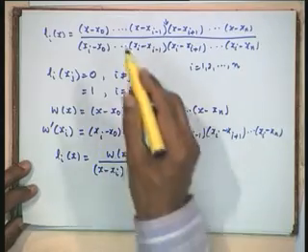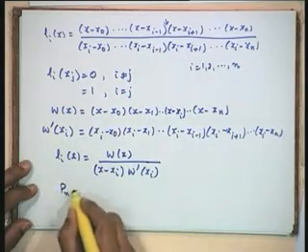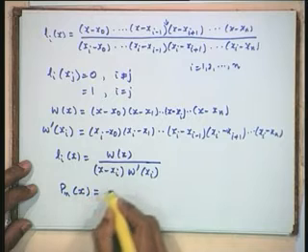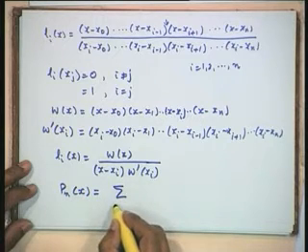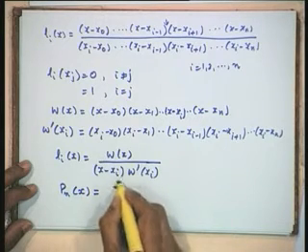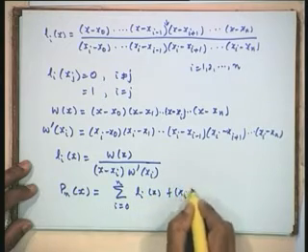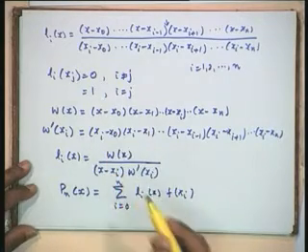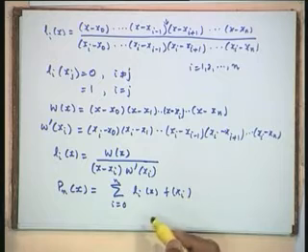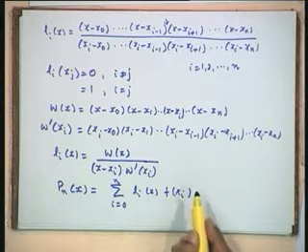Once these Lix are determined, I will substitute them in the polynomial to find the Lagrange interpolating polynomial: summation i equal to 0 to n Lix f of xi. So, I will substitute these fundamental polynomials in this and simplify to get my Lagrange interpolating polynomial.